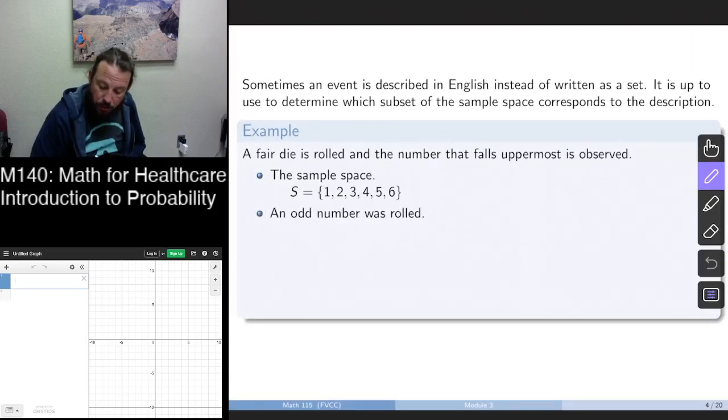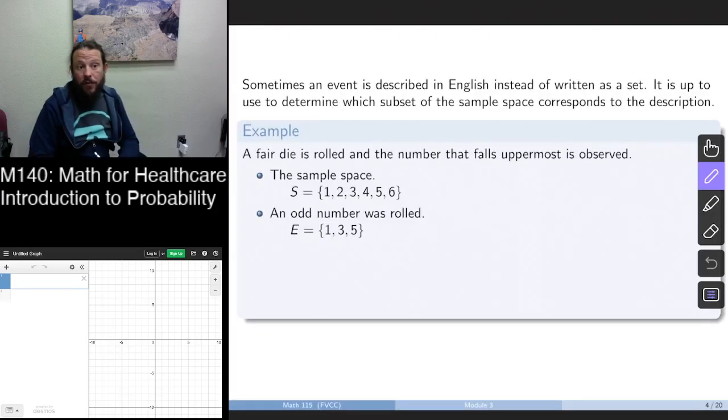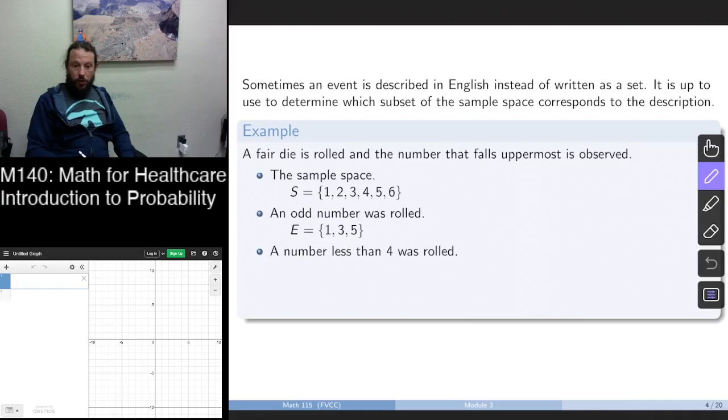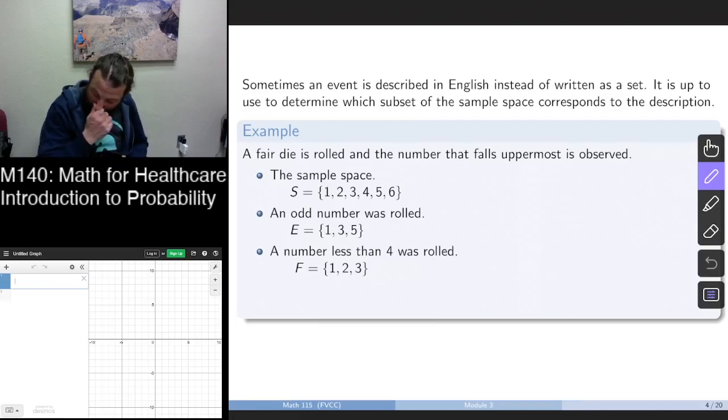An odd number was rolled. Oh yeah, E equals {1, 3, 5}, just like we saw in the last slide. A number less than 4 was rolled, so this is an event F, the set containing 1, 2, and 3, because 4 is not less than 4. We always have to be careful what they ask for, less than or equal to.